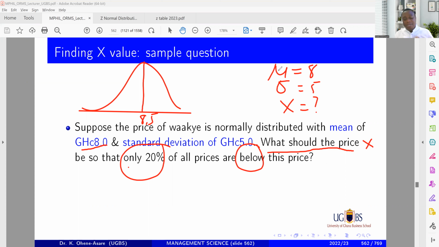Now, how do you handle that? I'm looking for an X value. Where am I looking for it? I'm looking for it under this whole curve, because the mean is the 8. I want a certain X value, but I don't know what that X value is. It can be below the 8, which is 6 cedis or 3 cedis. It can be above the 8, which is 9 cedis or 12 cedis. I don't know. But the condition is that 20% of all prices should be below the price I'm looking for.